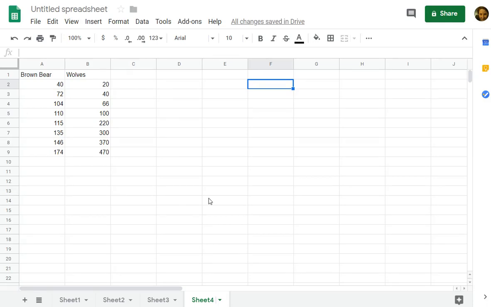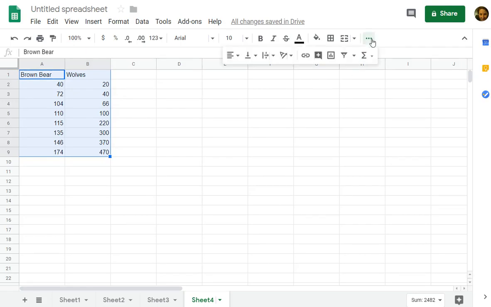Hey there, I'm gonna walk us through making some predictions with scatterplots, specifically doing a little bit more of the math. There's a couple of homework problems you have like this. So I've got some data here, brown bears and wolves. We might be interested in how their populations change together in a particular natural area.